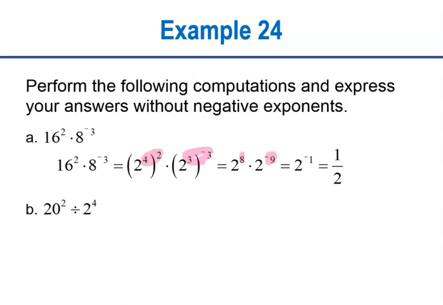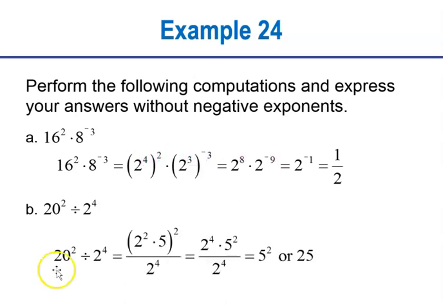Let's see how they handled the second one. So they said 20 squared divided by 2 to the 4th. They rewrote 20 squared as 2 squared times 5 to the 2nd power. What is that really? That's 4 times 5 is 20 to the 2nd power. They put all those 2's in there because you had a 2 to the 4th in the denominator. Now 2 squared squared is 2 to the 4th. They canceled 2 to the 4th and 2 to the 4th and left 5 squared.